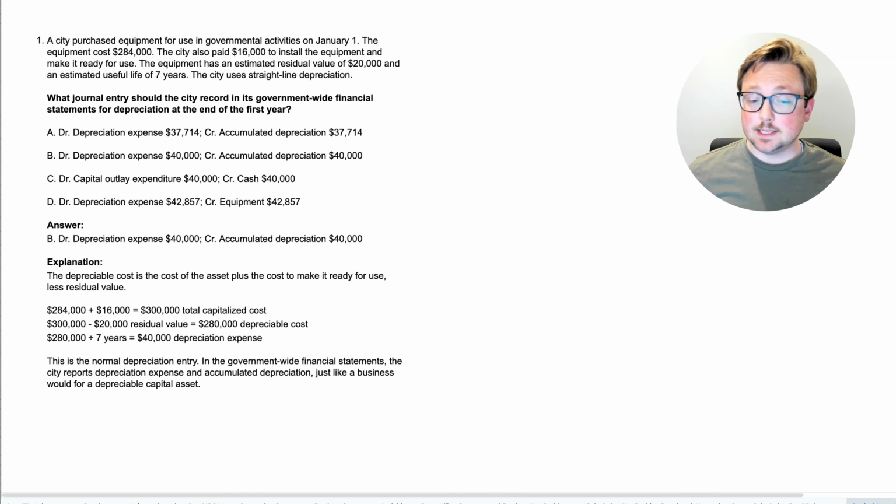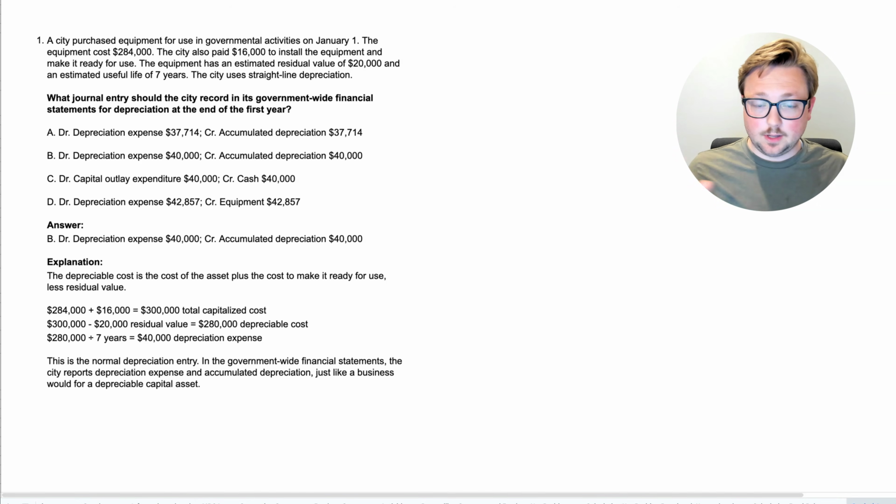The depreciable cost is the cost of the asset plus the cost to make it ready for use, less the residual value. So first we figure out the total capitalized cost: $284,000 plus the $16,000 that it takes to install the equipment gives us $300,000. Then we subtract the $20,000 residual value that they're expecting to have at the end of the 7 years, and that gives us $280,000 of depreciable cost. Then we divide it by the 7 years, and that gives us $40,000 of depreciation expense per year. This is the normal depreciation entry.